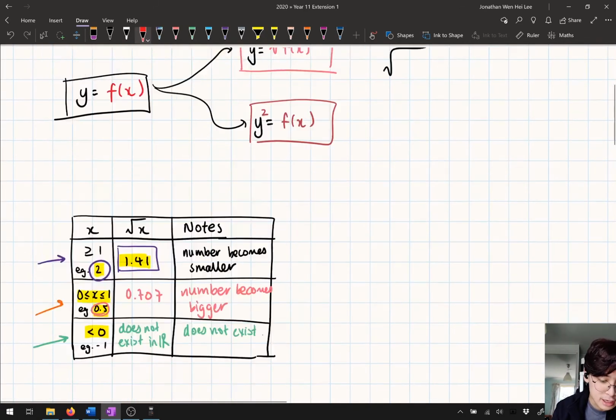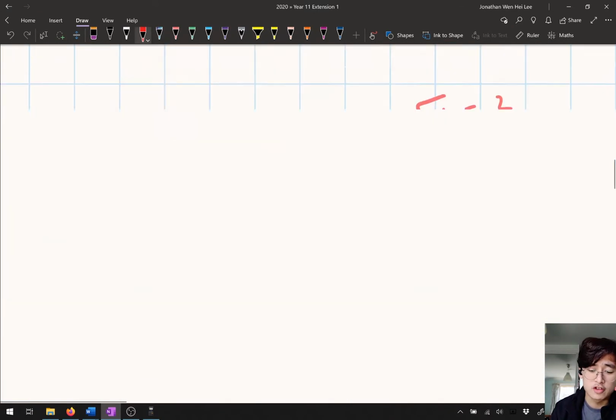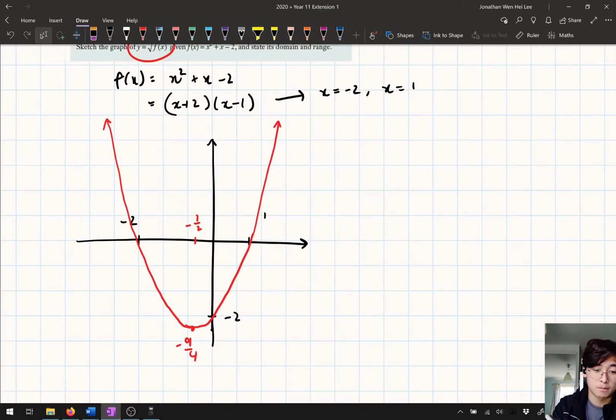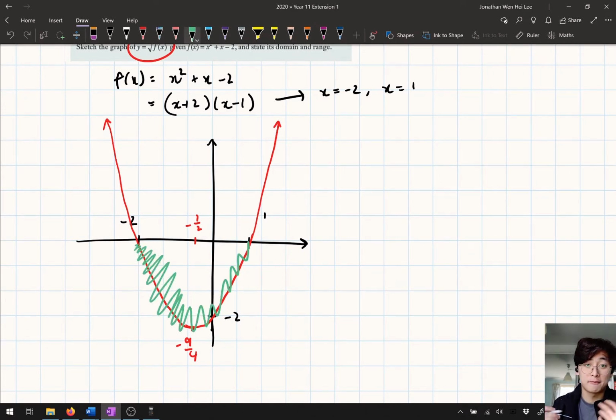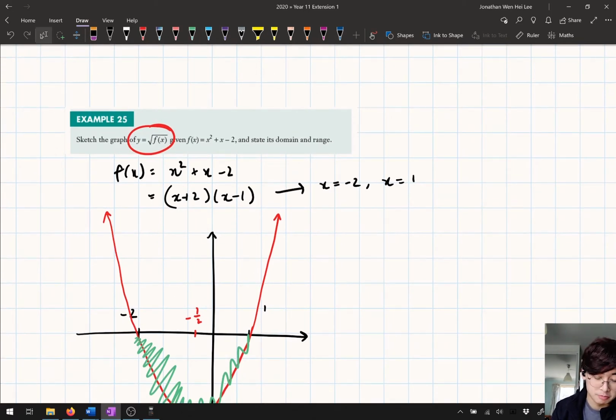Now, if you remember the dot points, the first dot point here is delete everything below the x-axis. Now, if you have a look here, where's the graph below the x-axis? Well, basically, any point between 0 and 1 is below the x-axis. So for my square root function, I'm going to delete all of that because it's below the x-axis. So for this question, I don't need to worry too much about the vertex. So here, I can delete all of those parts there. Okay, I can get rid of that. That's all good. I don't need to worry about that when I'm drawing square root of f of x.